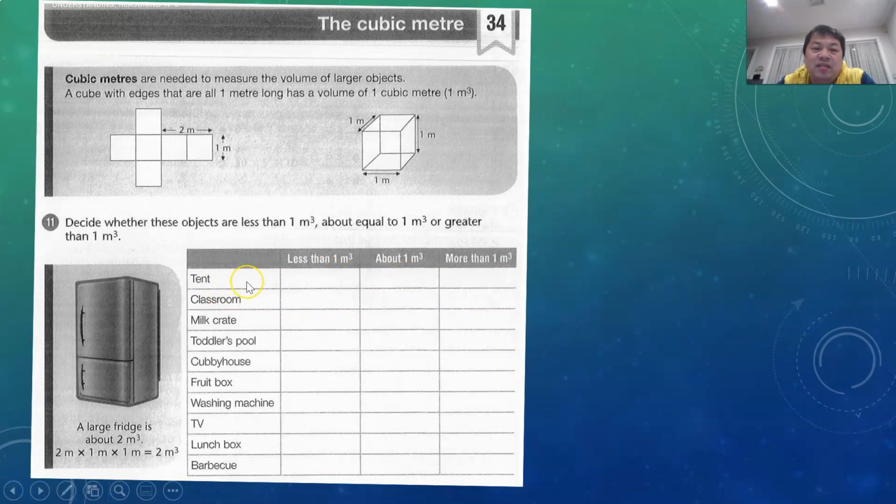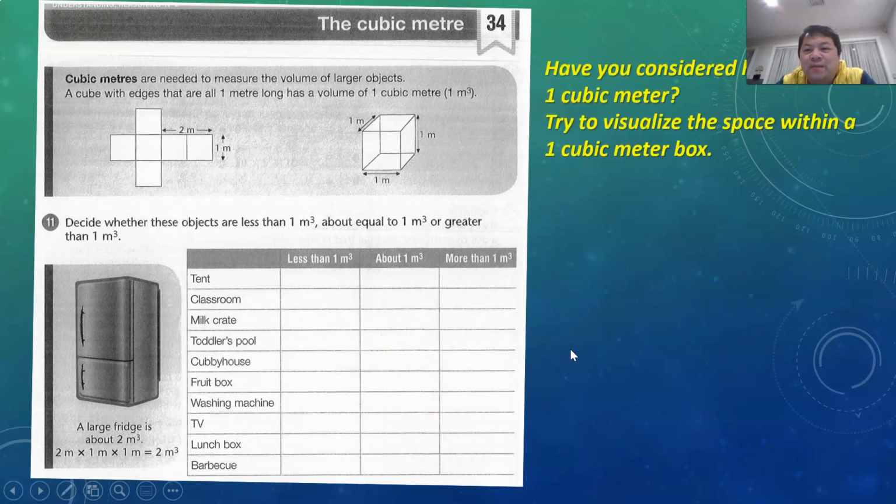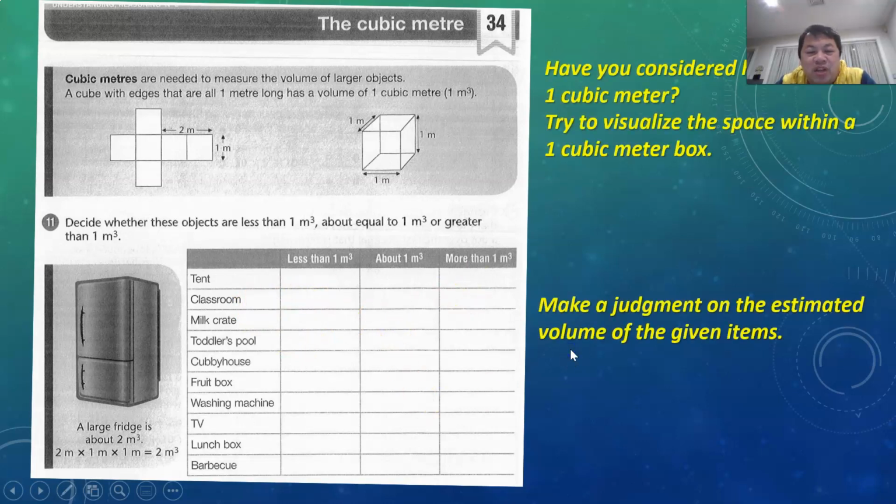So even tents can be a very small one or a big one, isn't it? So in fact, I think all three are acceptable. But a classroom, you cannot say is less than 1 meter cube, isn't it? So think about which is more appropriate. Make a judgment and answer them accordingly.